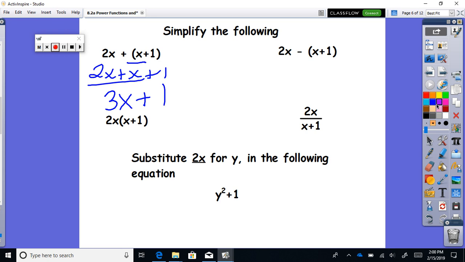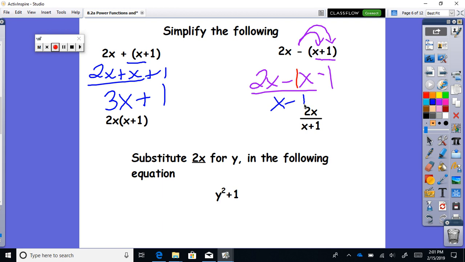How is that different than subtracting? You have to remember to subtract everything in the parenthesis here. So it'll be minus x and then minus 1. Then combine like terms. Remember that this x is really a 1x, so 2x minus x is x, and then x minus 1.